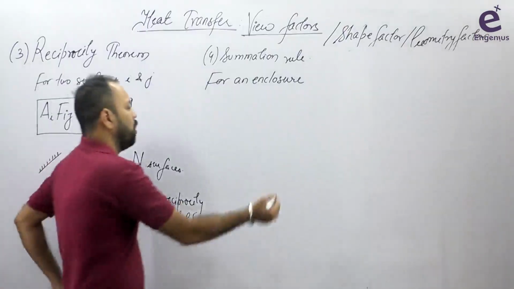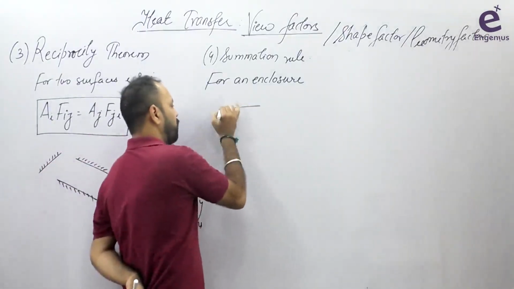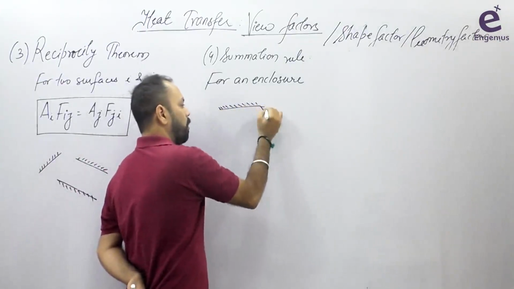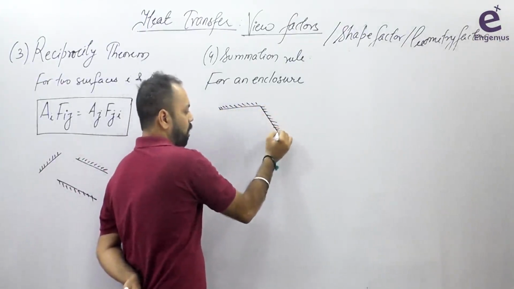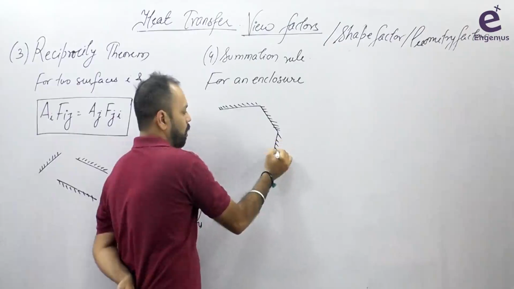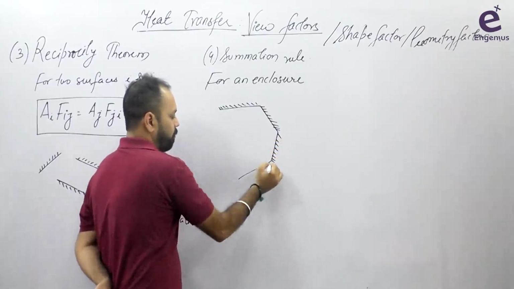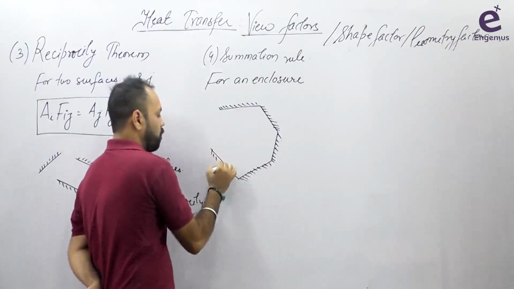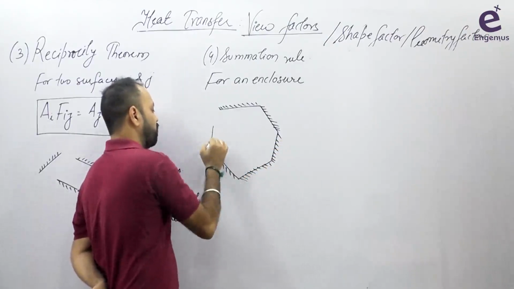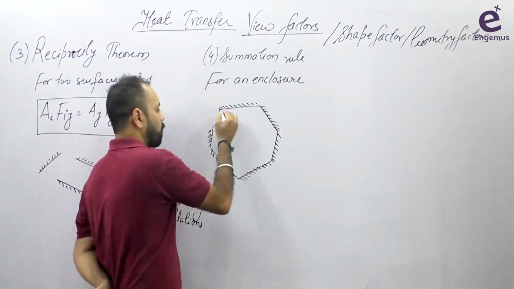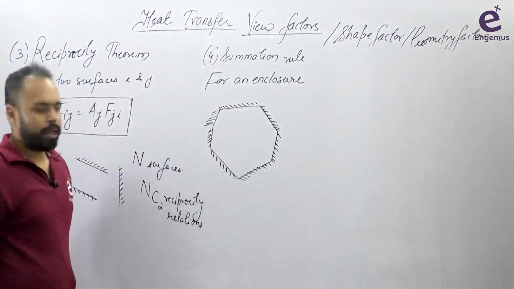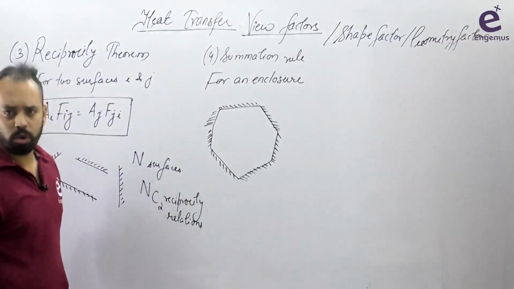For an enclosure, let's say I have this kind of enclosure. मैंने ऐसी random enclosure बनाया. That enclosure can have any kind of shape, right? It's not always a hexagon or pentagon. Suppose we have n number of surfaces in the enclosure, and only the inner surfaces are taking part in the radiation. Okay, suppose n surface enclosure is there.